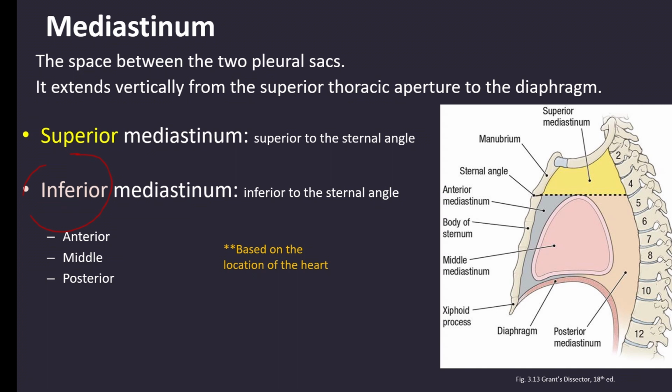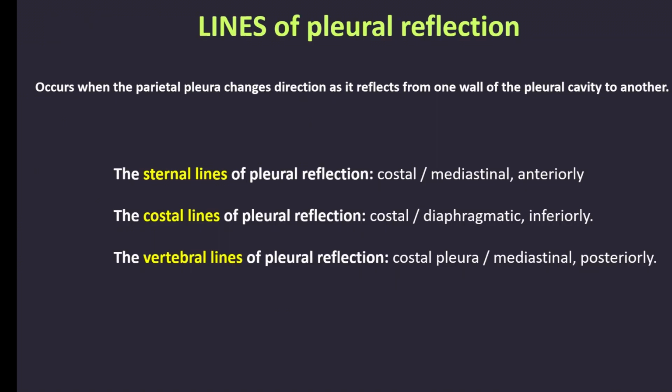That inferior mediastinum can be further divided into anterior, middle, and posterior, basically based on the location of the heart inside the mediastinum. So the anterior mediastinum is that part of the mediastinum that's anterior to the heart. Where the heart is, is your middle mediastinum, and then posterior to the heart is your posterior mediastinum. Okay, we'll leave it with the mediastinum.